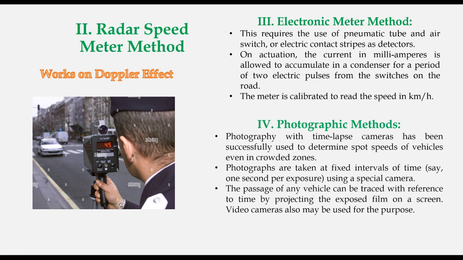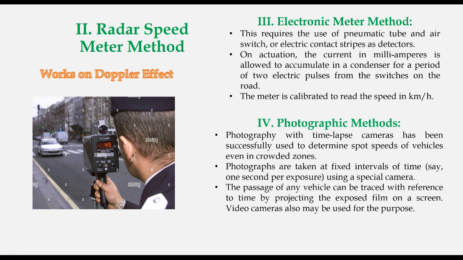The photographic method is also used to determine the speed of a vehicle either through time-lapse photography or maybe a normal video camera. In this case also, we mark a small trap length on the road and find out the time taken by a vehicle to cover the trap length. In time-lapse photography, the photographs are taken at fixed intervals of time using a special camera, and then we find out how the position of the vehicle has moved from one exposure to another exposure.